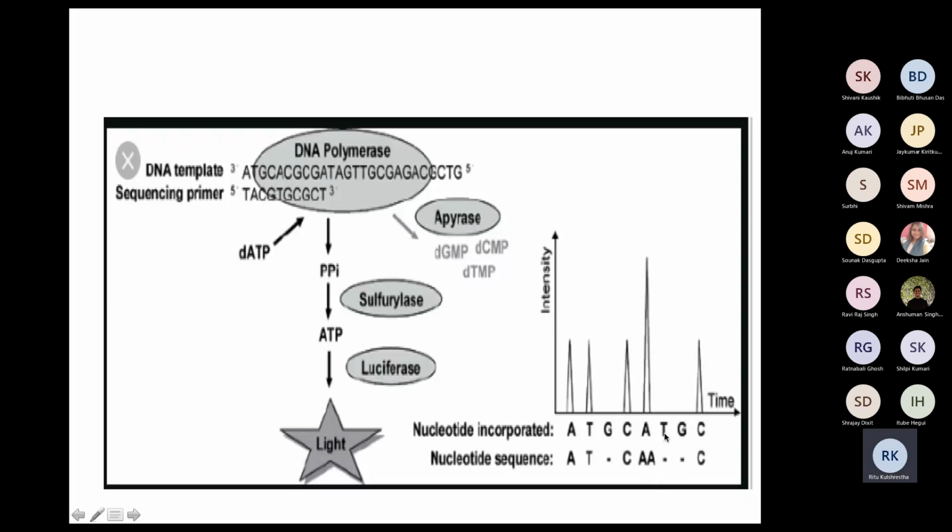So then T and G did not get incorporated. Then when I added C, I saw the signal. So then what is my sequence? A, T, C, double A, and C. Okay, so this is how, using pyrosequencing, you can deduce the sequence of a particular stretch of DNA. The advantage of pyrosequencing as compared to Sanger sequencing, even though Sanger was automated, is that you don't have to wait and run it through the gel and then get to know the identity of your sequence.